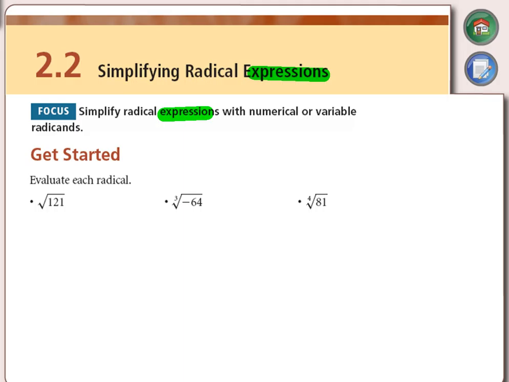So what's the square root of 121? Well, hey, we know that that's a perfect square. That's going to equal 11. The reason it equals 11 is because 121 is 11 times 11.